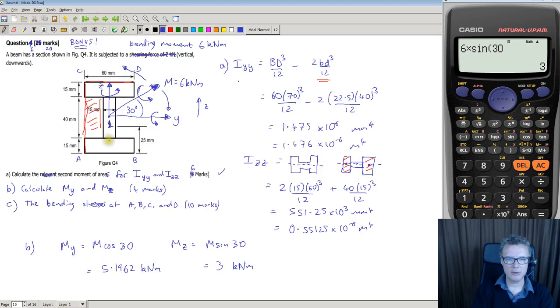Okay, now the Y. Well, so what's the distance? So we are using this one here. What's the distance from here up to the top? What's that Z distance? So it's 70, isn't it? 40 plus 30, 70 divided by 2 is 35.